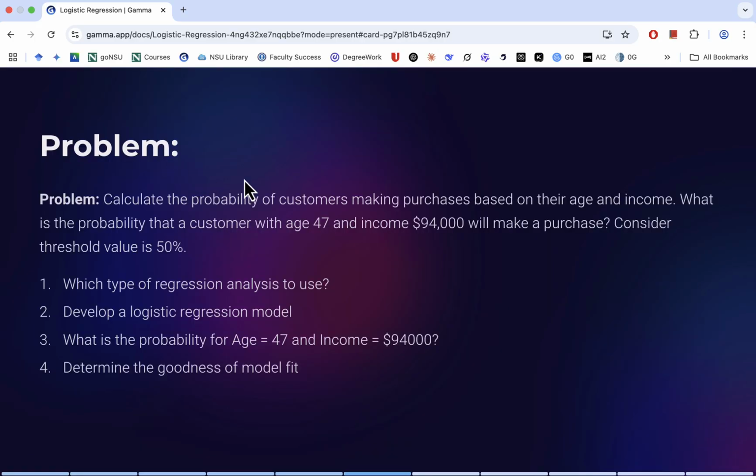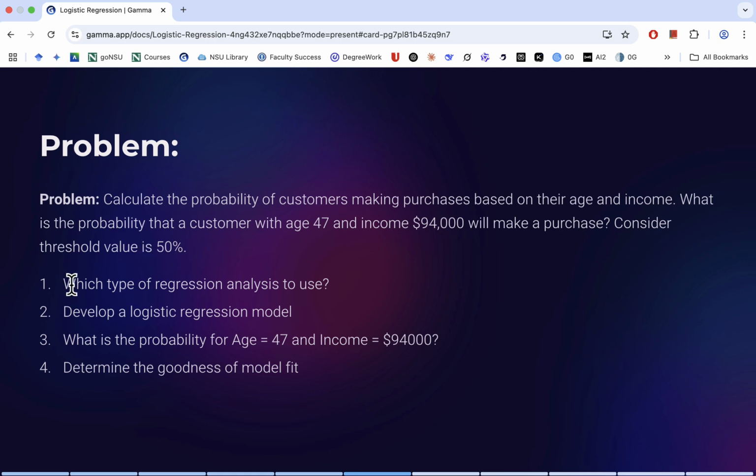We will solve a problem using our program. So here's the problem. Calculate the probability of a customer making purchases based on their age and income. Age and income are the independent variables, also called predictors. Customer making a purchase or not making a purchase, that's the dependent variable. What is the probability that a customer with age 47 and income $94,000 will make a purchase? Consider the threshold value as 50%.